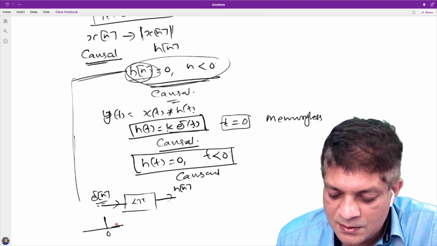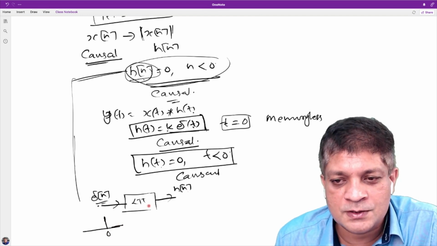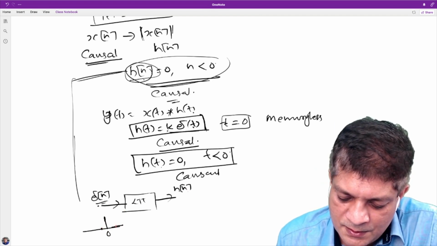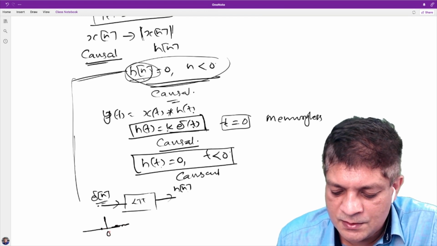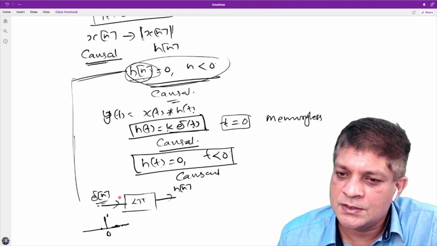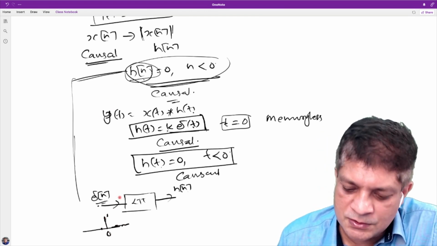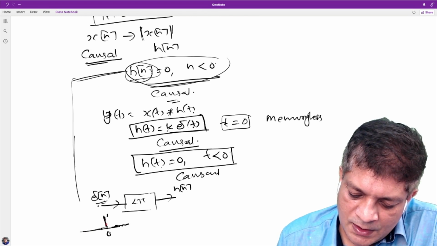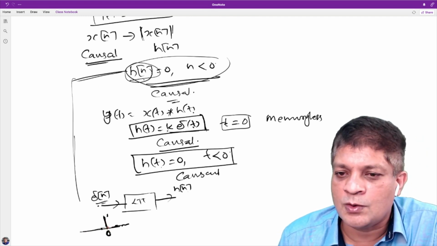Is it the signal delta n? I am talking about a discrete time signal. Is it the signal delta n? It is 1 at 0. So this definition is intuitively satisfying also, because here we are giving the input at 0.